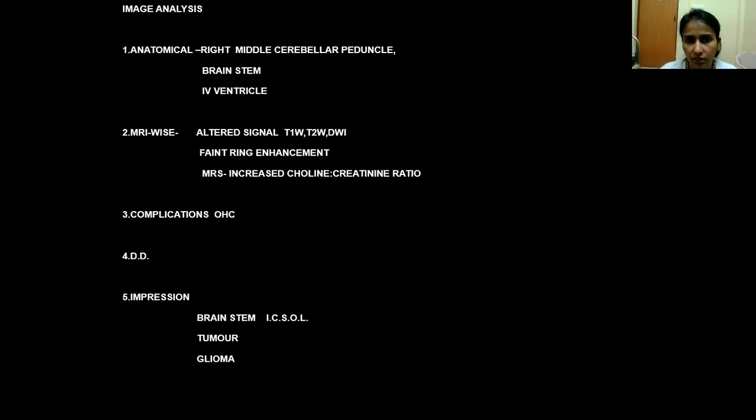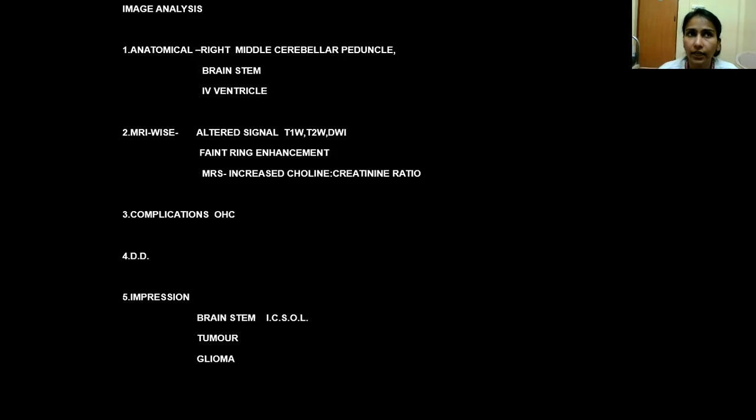There is altered signal in T1, T2 and diffusion weighted imaging. There is faint peripheral enhancement or ring enhancement. Okay, ring enhancement, the differentials: glioma is one very important differential for ring enhancing lesions. Then MRS, there is increased choline to creatinine ratio. Okay, so what are the complications that can occur?